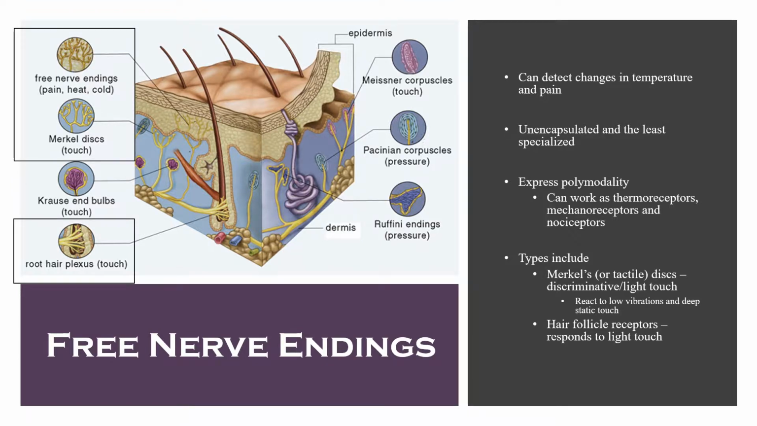Types include Merkel's fibers or Merkel's discs. Merkel's discs are discriminative light touch receptors, so that means that they react to low vibrations and deep static touch. The other type of free nerve ending is the hair follicle receptors that respond to light touch. And so you have just your free nerve endings that respond to pain, heat, and cold, your Merkel's discs that respond to touch, and your hair follicle receptors that respond to light touch. These are your goosebumps.